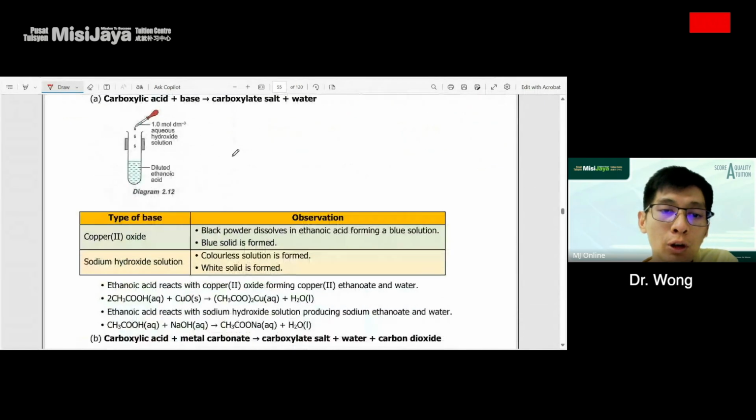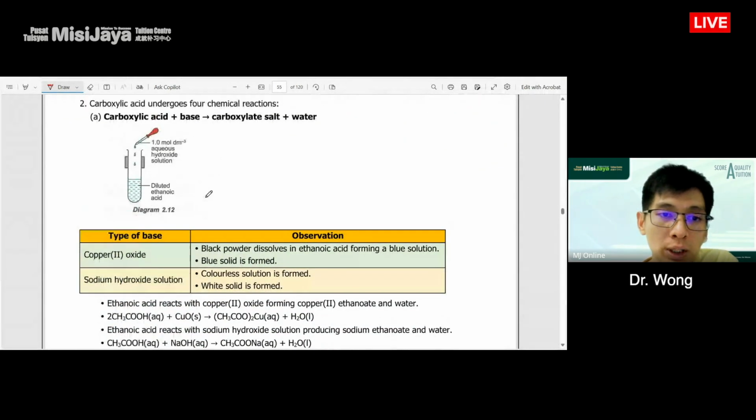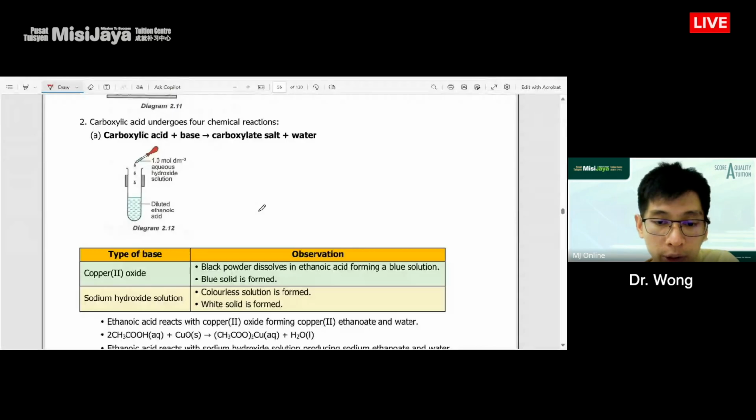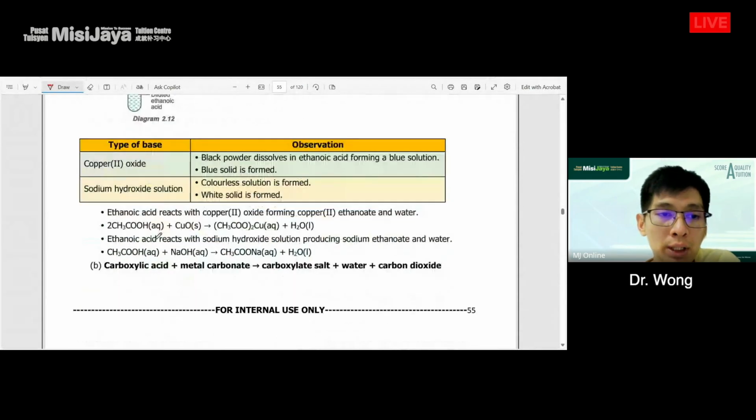So those four reactions the teacher just now highlighted to you, I think this is quite straightforward. You can see the example when we have copper oxide, which is actually a base. Sodium hydroxide is an alkali. What happened? Then we will have the reaction, dissolved. Black powder is copper oxide, and then a colored solution is formed. White solid is formed. Blue solid is formed. Means the salt is a copper ion salt. Here is a sodium ion salt.